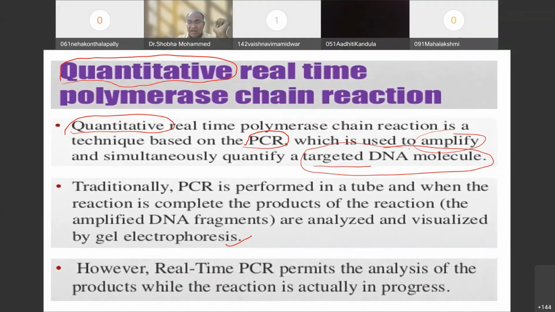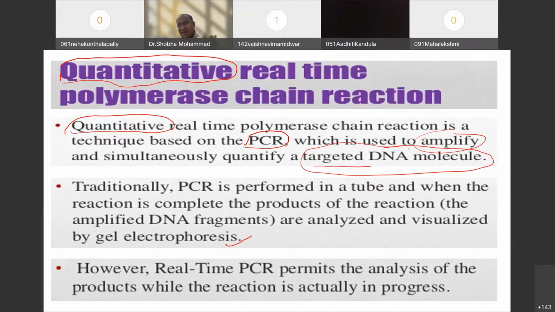However, real-time PCR permits the analysis of the products while the reaction is actually in progress. So I have the formation of one cycle. Now the fluorescent spectrophotometer will find out the concentration of that and plot a graph for me for one cycle. Then the second cycle is over, and the fluorescent mechanism with the spectrophotometer gives me the second reaction.